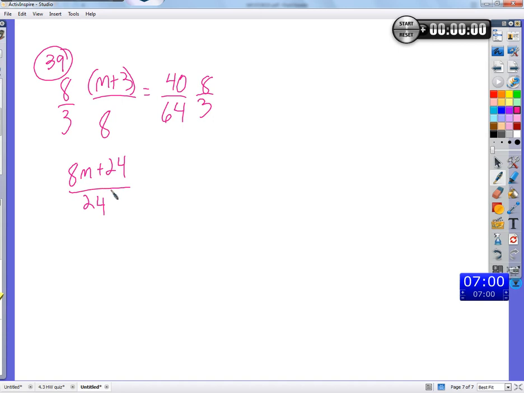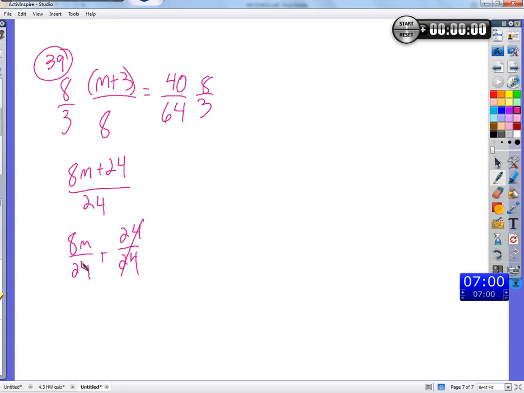So, if we want the 24 to cancel the 24, yeah, we'd have to look at it this way. 8M over 24 plus 24 over 24. And now, 24 divided by 24 is 1. Mm-hmm. And over here, we have 8M over 24. Okay, so if we're going to do that, we just have to realize that's happening.